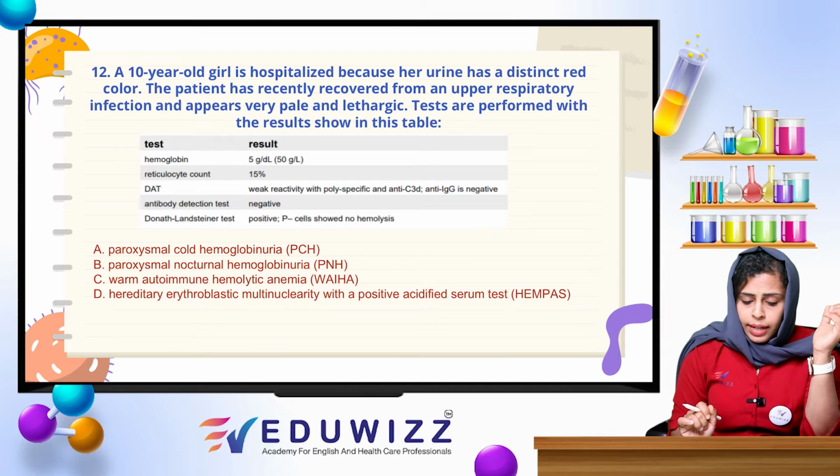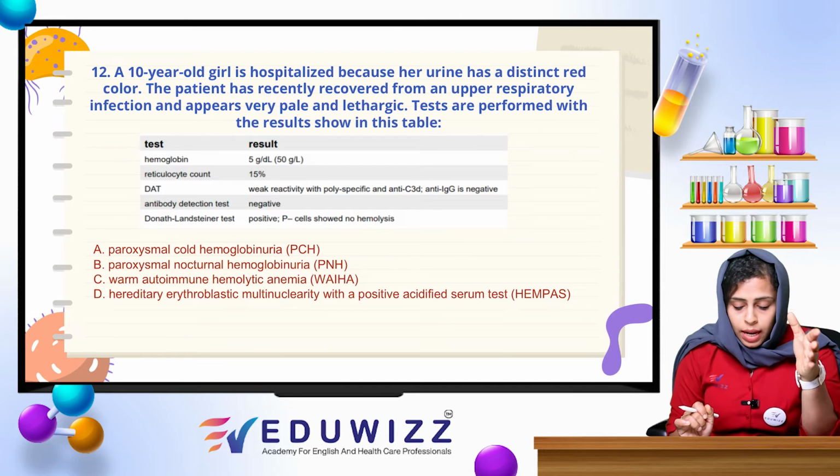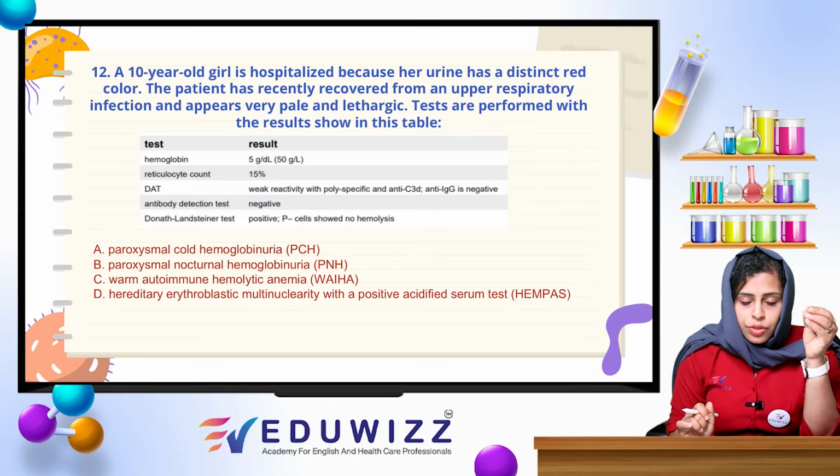Then the next question: a 10-year-old girl is hospitalized because her urine has a distinct red color. The patient has recently recovered from an upper respiratory infection and appears very pale and lethargic.